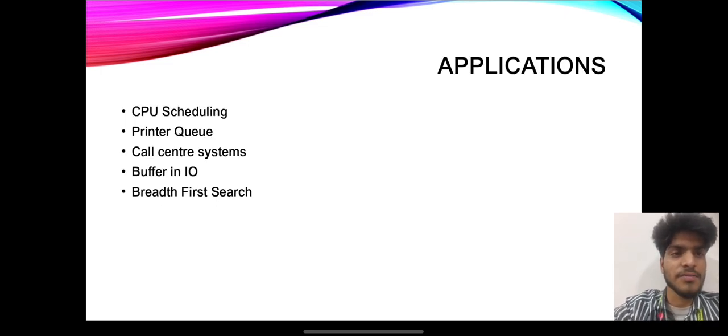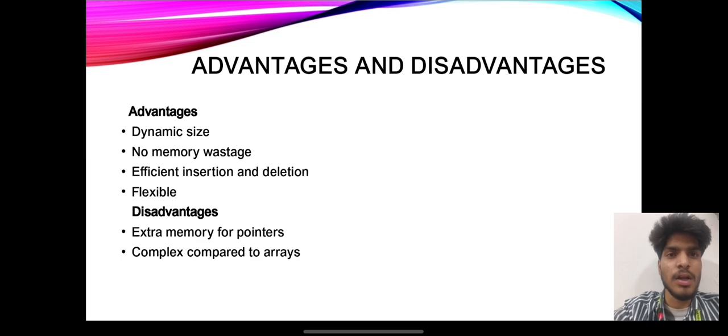The applications of implementation of queue using linked list are: it is used in CPU scheduling, printer queue, call center system, buffer in IO, and breadth first search. Now see advantages and disadvantages. Advantages are: it has dynamic size, no memory wastage, efficient insertion and deletion, and it is flexible. Disadvantages are: extra memory for pointers, and it is complex compared to arrays.